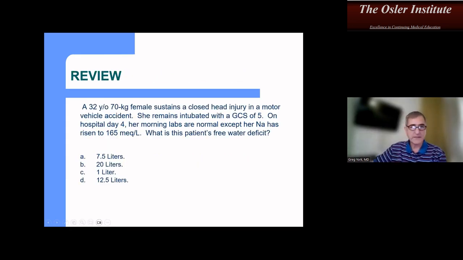All right, let's see. A 32-year-old sustains a closed head injury in a motor vehicle accident. She remains intubated with a GCS of 5. On hospital day 4, her morning labs are normal, except her sodium has risen to 165. What is her free water deficit? Go back to your formula and calculate that out here.